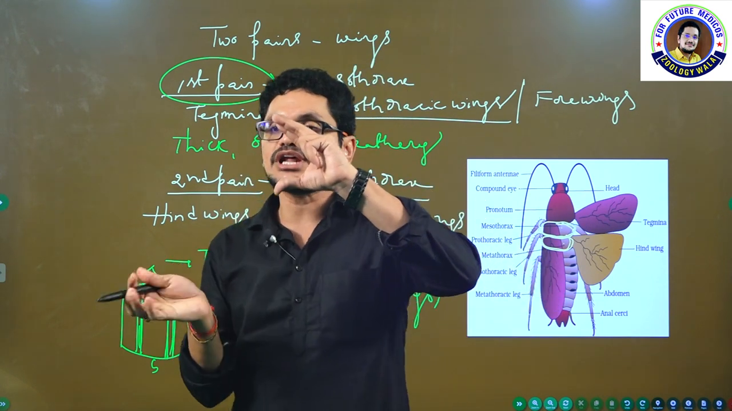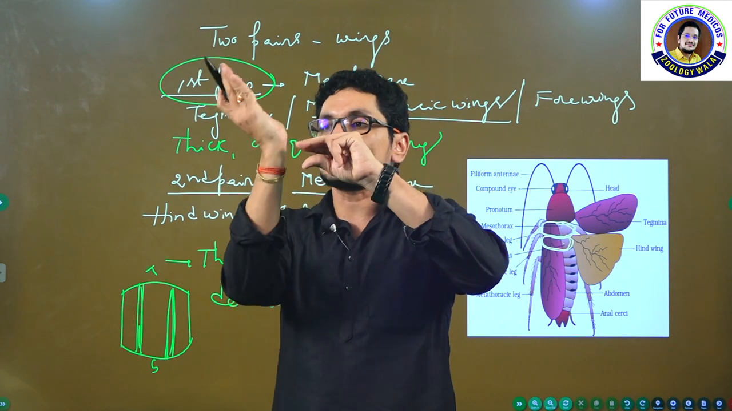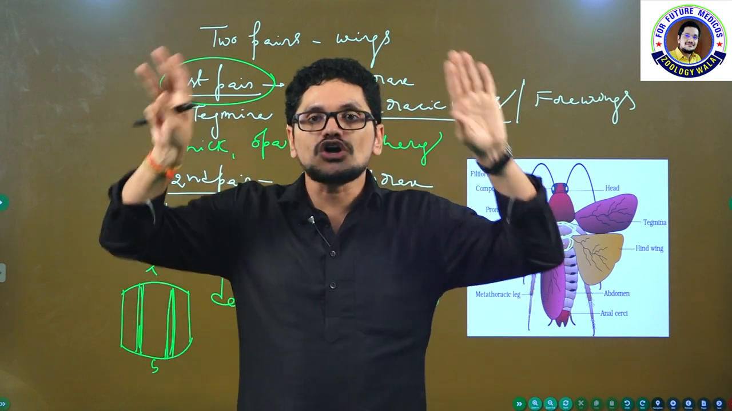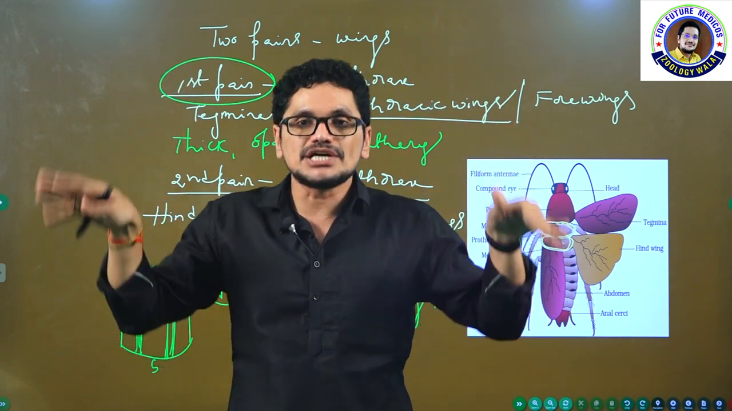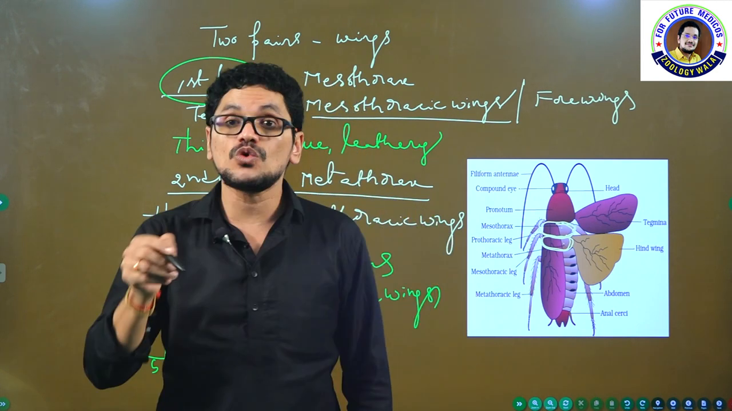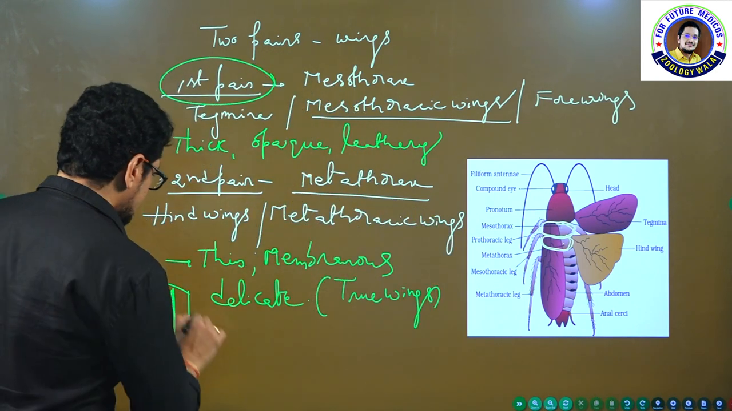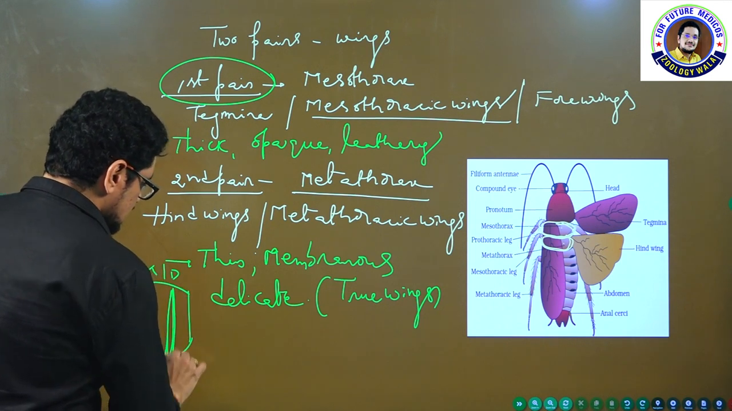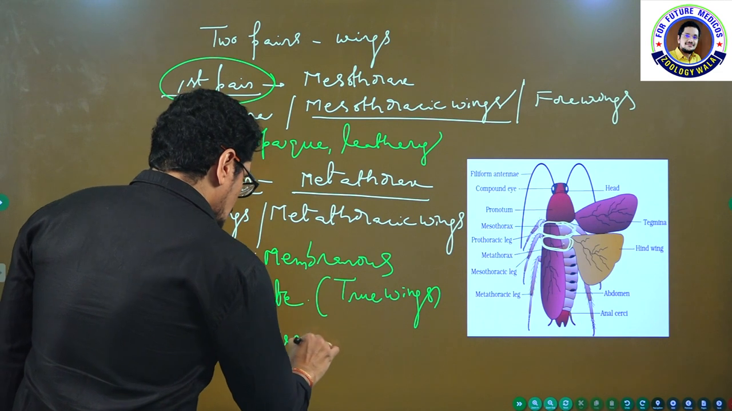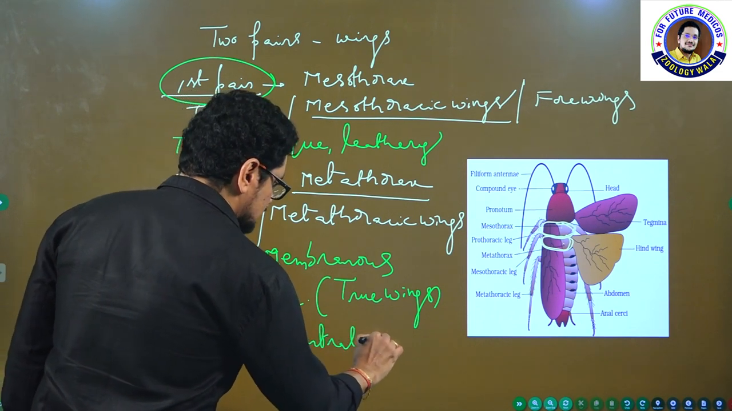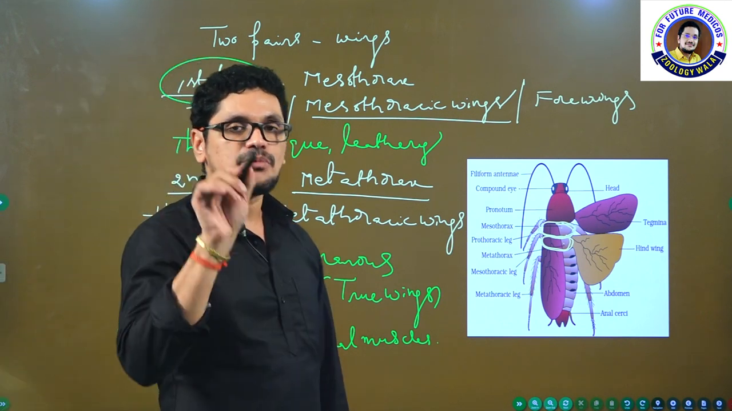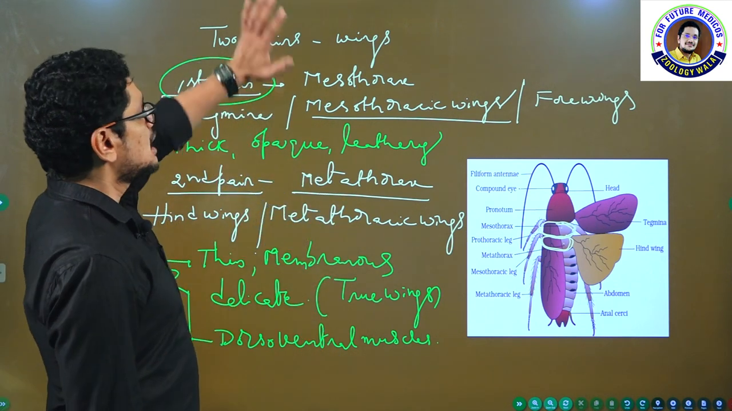So, when the dorso-ventral muscles contract and relax, then the wing will show upward and downward movement. So, upward and downward movement of wings will be possible because of contraction and relaxation of these dorso-ventral muscles. Tergal side is the dorsal side, sternal side is the ventral side, and these muscles are called dorso-ventral muscles.